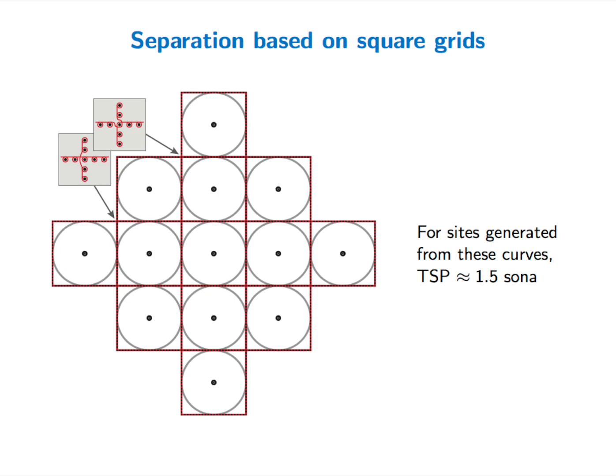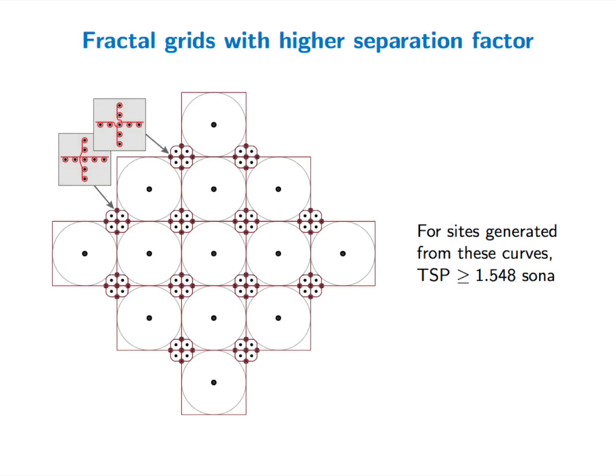A large square grid gives a lower bound of 1.5 on the ratio of Sona and TSP length. But we can do a little better by adding fractal details to the grid: smaller rounded squares that surround each crossing of the outer level grid, even smaller rounded squares that surround each crossing of the first level of smaller squares, and so on. Our paper gives a messy closed form calculation of the resulting ratio, but it's approximately 1.548.